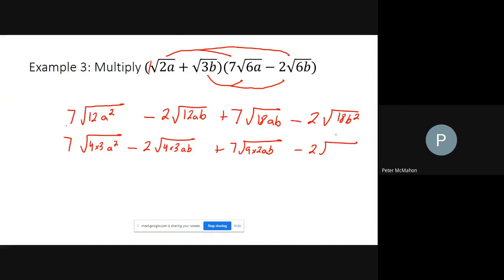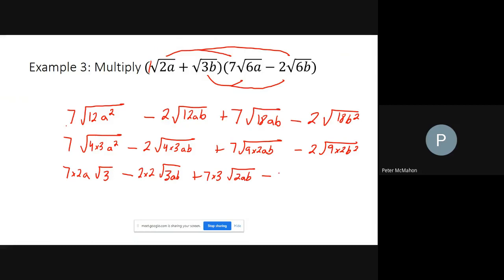Minus 2, 18 is 9 times 2b squared. So here, I can pull out the square root of 4, and the square root of a squared. 7 times 2a, and I'm left with this root 3 here. Minus, this 4 can come out. So square root of 4 is 2, so it'll be 2 times 2. And this is going to be a 3ab. Square root of 9 is 3. 7 times 3 root 2ab.